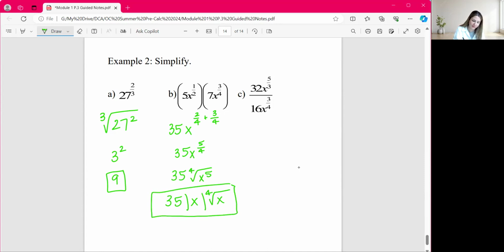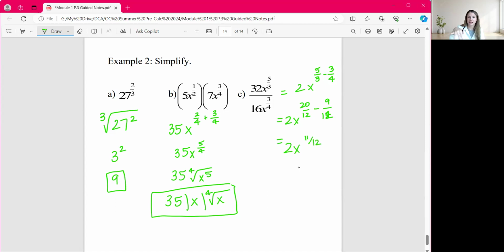Okay, and now let's check out C. We're doing some division. Right away, I see 32 over 16. That's going to give me 2. And when I divide variables, my exponents subtract. So I have 5/3 minus 3/4. Again, let's get a common denominator. So let's do 12. So I'm going to get 20 over 12 minus 9 over 12. So then I'm going to get 2x to the 11 over 12.